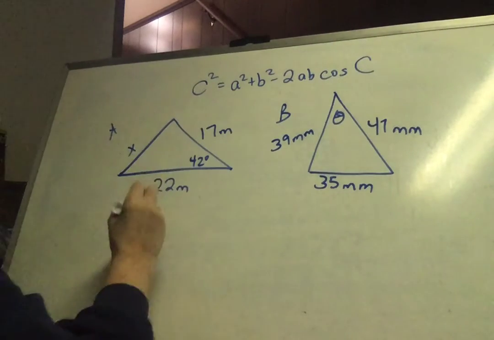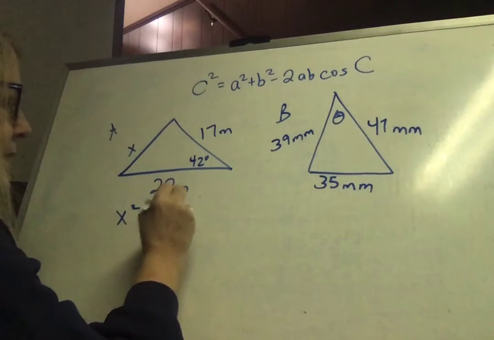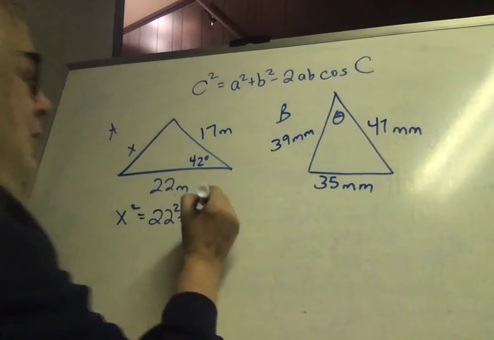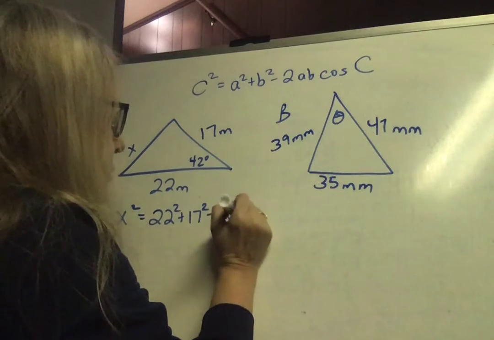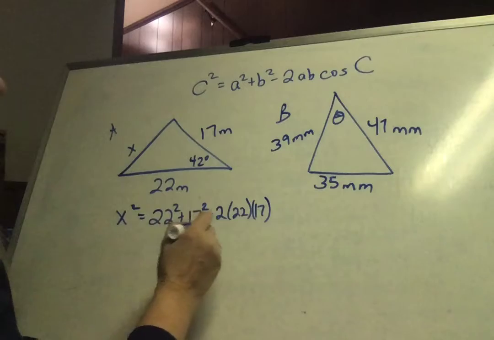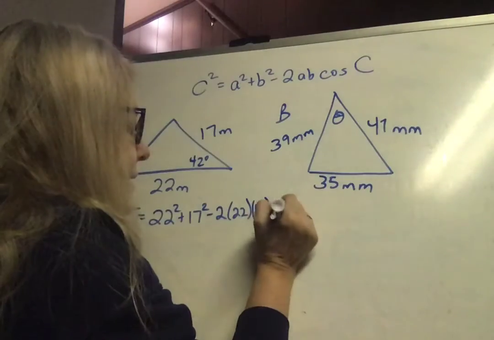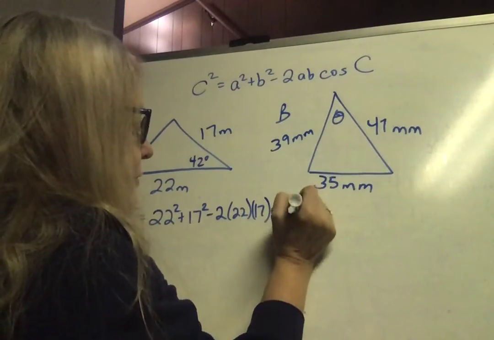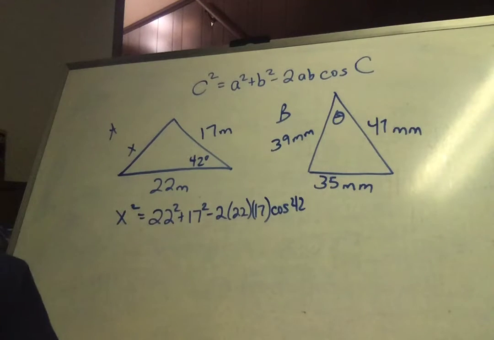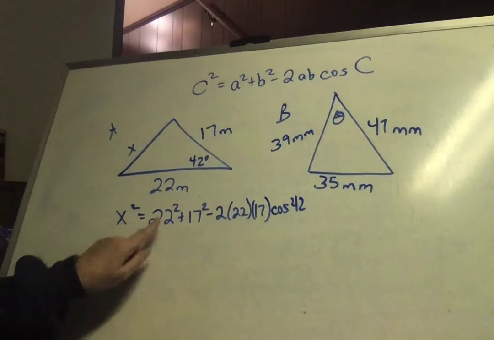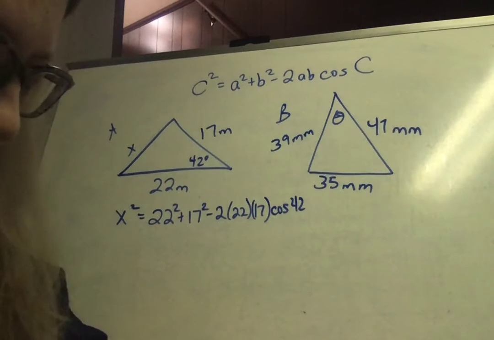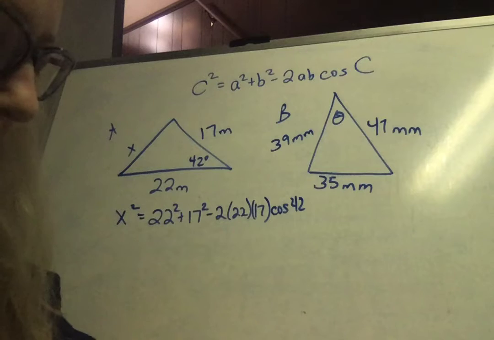And the other two sides, 22 squared plus 17 squared, or you could have written it 17 squared plus 22 squared, minus 2 times 22 times 17, or 2 times 17 times 22, and lastly cosine of the degrees, 42. Okay, so I just go ahead and put in 22 squared plus 17 squared.